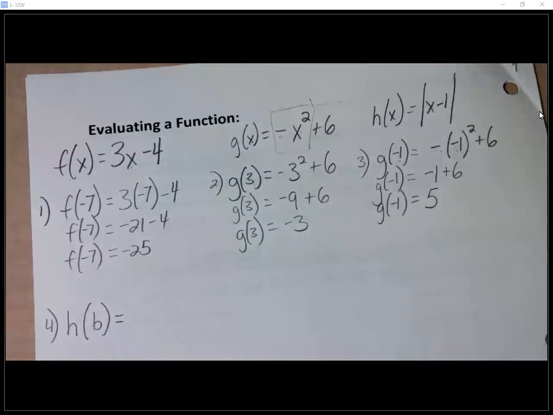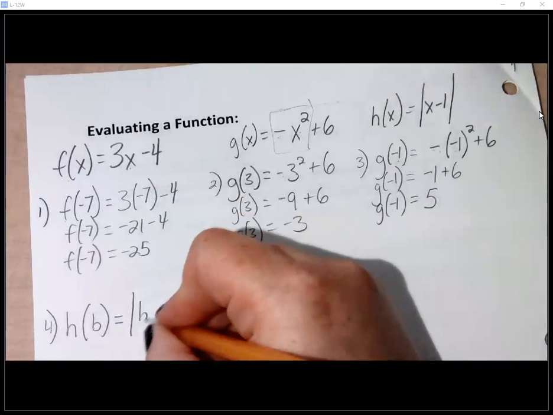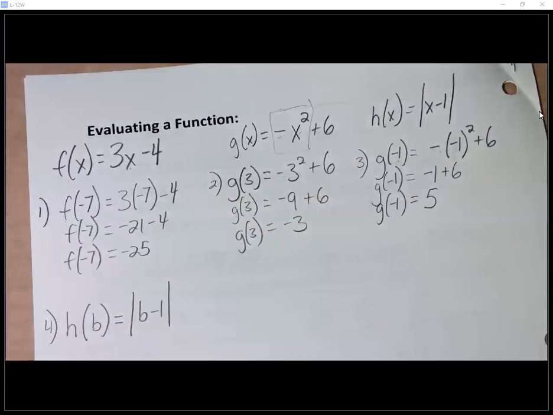H of b. So this one, I don't have a number here, right? I'm going to take whatever's inside the parentheses and replace the variable with whatever's in there. It just so happens that this time it's not a number. I'm just swapping out one variable for another. So I'm going to take away the x and substitute in a b. Whatever is inside the parentheses gets dumped in place of the variable in my function. So this literally would just be b minus 1, absolute value. That's as far as you can go.